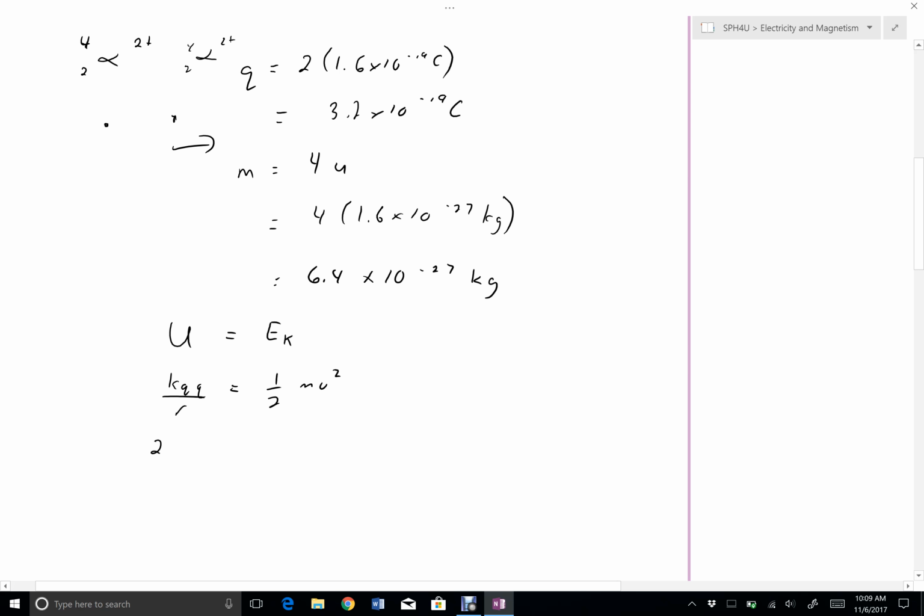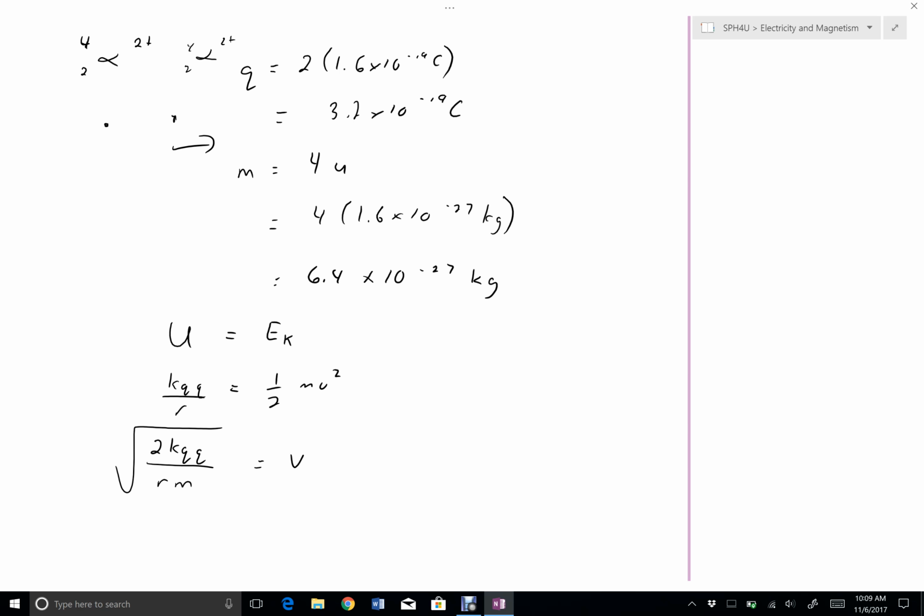Solving this for velocity, I get that the velocity is equal to the square root of 2kqq over rm. So let's figure out what that is.